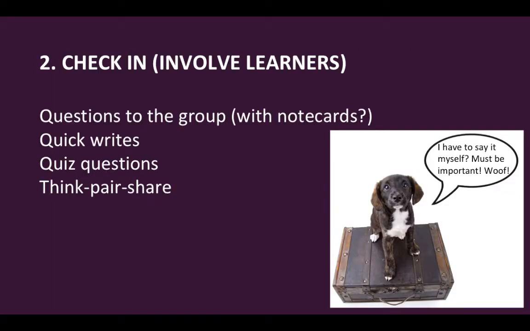Moving on to truth number 2, check in and involve your learners. The only way to find out what people are learning from a lecture is to ask them. A major downside of lecturing is that learners vary in what they take away from it. They're probably learning something, but you don't know what. Cognitive theories of education state that we learn by building on our existing knowledge frameworks. Since these vary among learners, so too will their learning from your lecture.